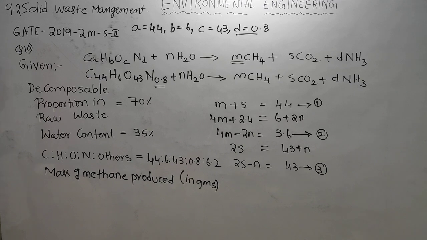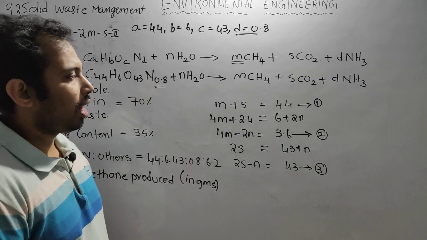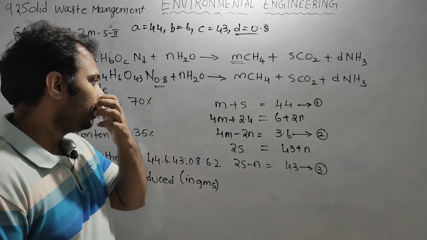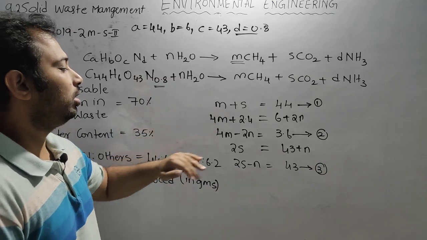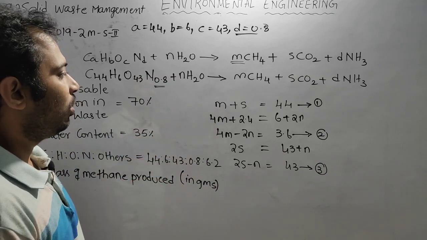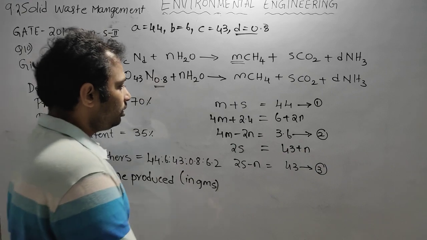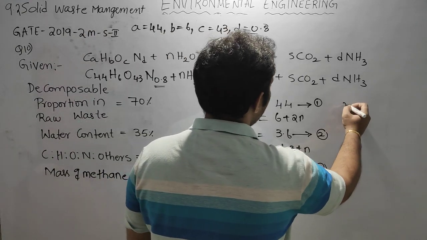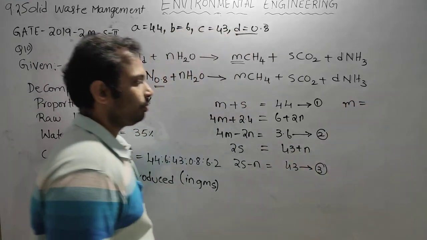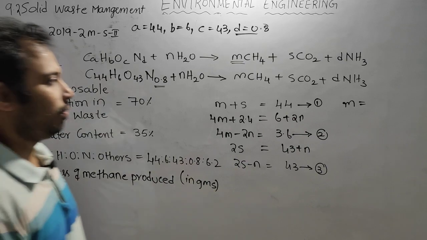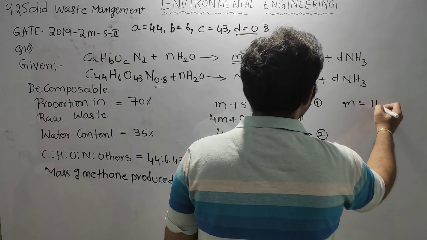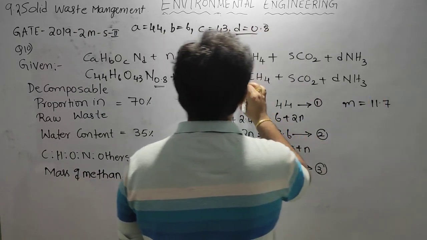So solving these 3 equations, we are having 3 unknowns M, S and N. So we can find all these 3 unknowns. By using these 3 equations, if you solve them, we will get the value of M as 11.7.